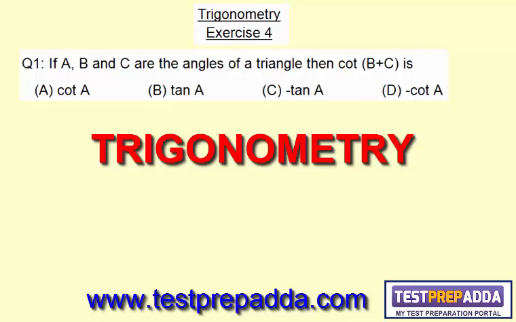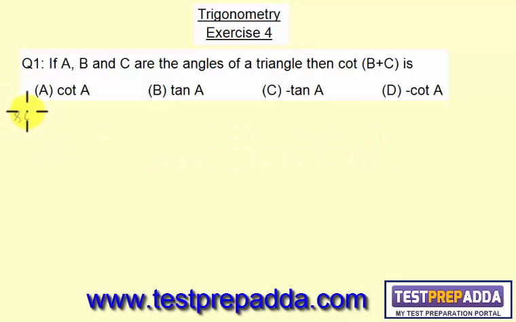Question says, if A, B and C are the angles of a triangle, then cot(B plus C) is. Different options are cot A, tan A, minus cot A. First of all, A, B, C are the angles of a triangle means I can write A plus B plus C is equal to pi or 180 degrees. Okay, so B plus C can be written as what?